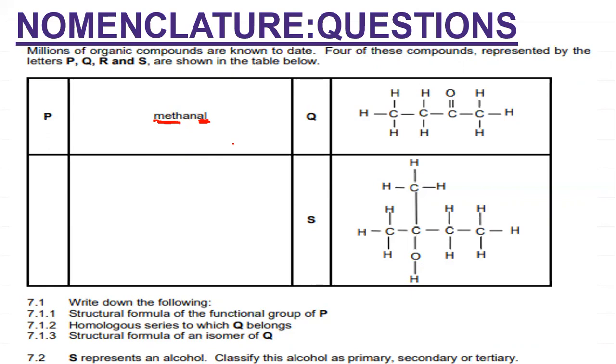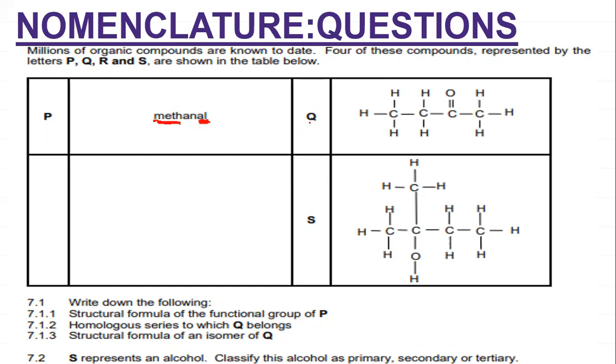I also know that the carbonyl group is at the end, okay? So I know that the carbonyl group is at the end. That's why it becomes a methanal, okay? Which is an aldehyde, all right? So those are some of the things that I know about the compound P.